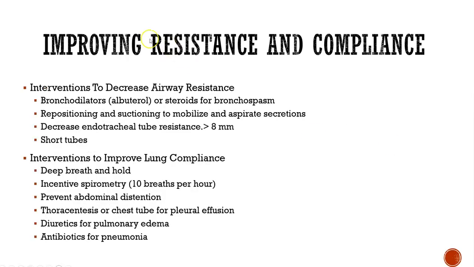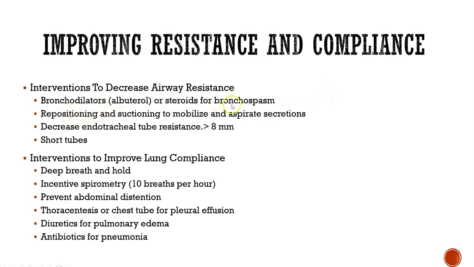Okay, so when we're talking about improving resistance and compliance, interventions to help decrease airway resistance, so we're going to do bronchodilators or steroids for bronchospasms. And once again, usually respiratory is the person to administer these, and you can give them straight through the vent, and it's really nice. You can also give them straight through BiPAPs as well.